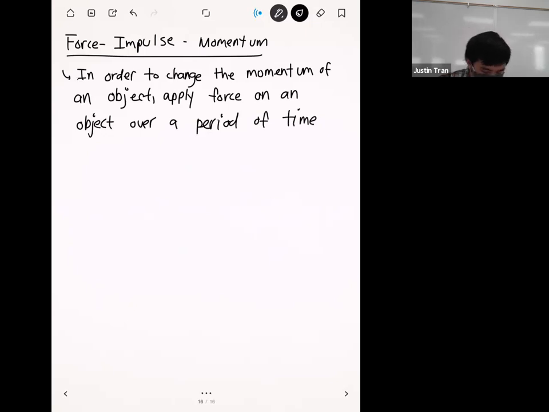Okay, all right, so the formula that we have is the following. We have the force that we apply multiplied by time, and this is going to be the change in momentum of the object. So it's going to be mv2 minus mv1.